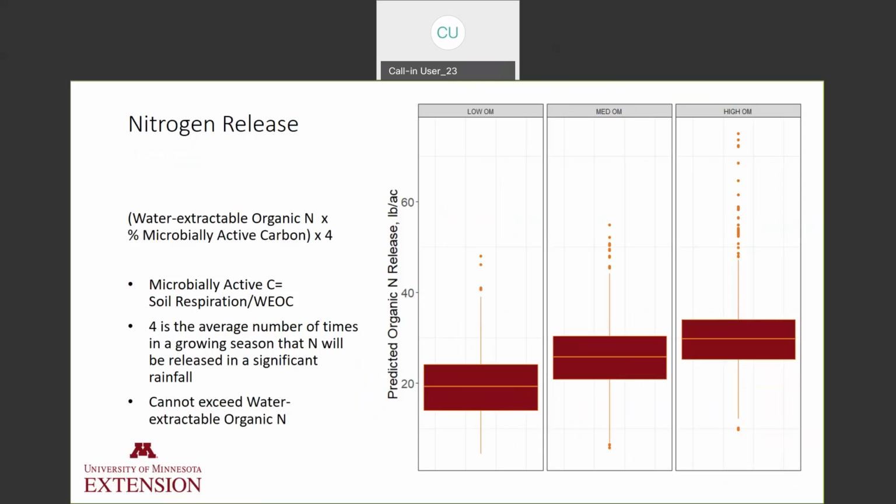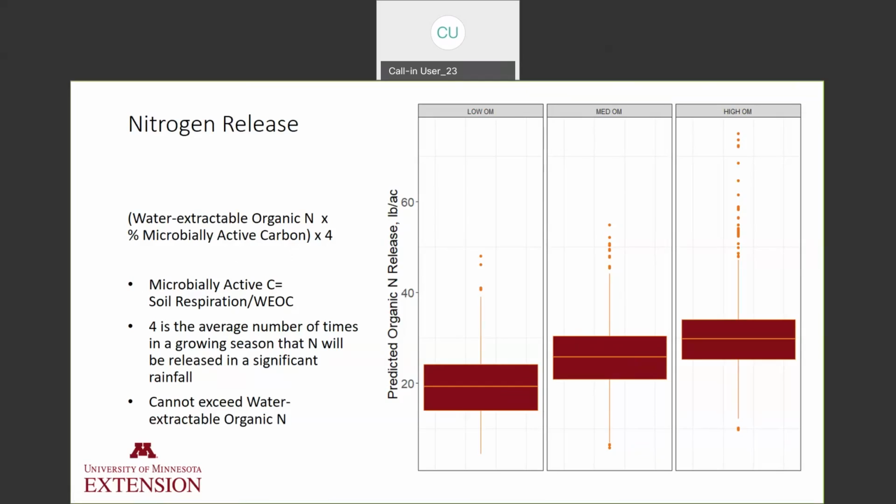One of the trickier calculations in the Haney test is the nitrogen release. There are some old versions of this formula out there, which makes it even more difficult to track what's going on with this calculation. But I did confirm with Ward Labs that this is what they're using. They have water extractable nitrogen times that percent of microbial active carbon times 4. So remember, microbial active carbon is the proportion of soil respiration burned off, or the proportion of water extractable carbon burned off by the soil respiration test. 4 is the average number of times in a growing season that nitrogen will be released in a significant rainfall.